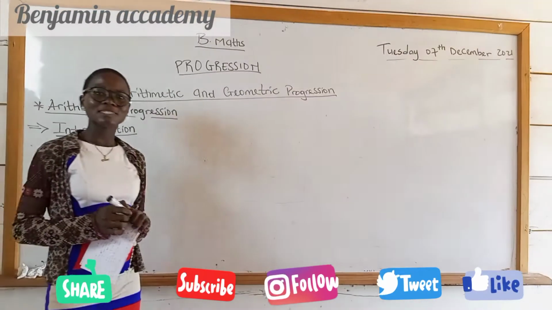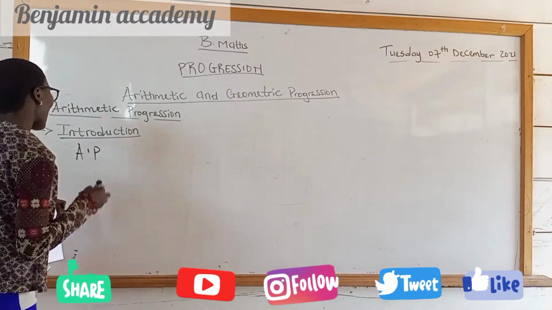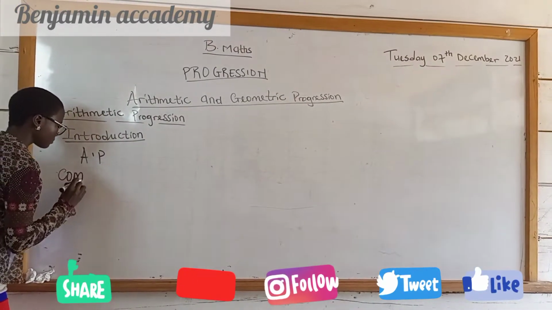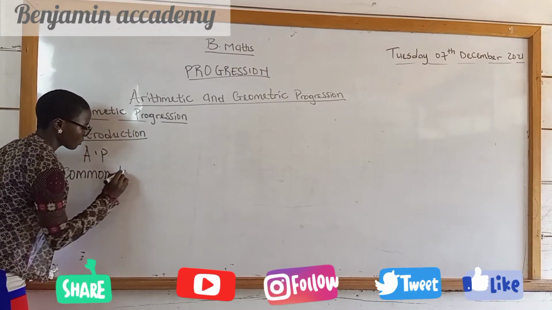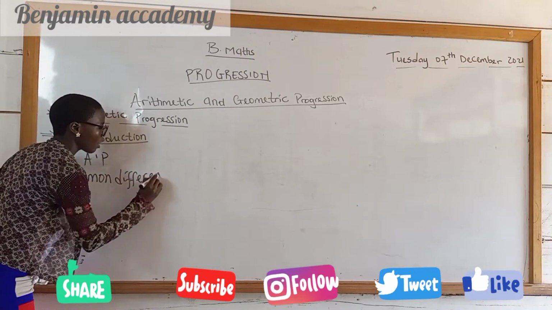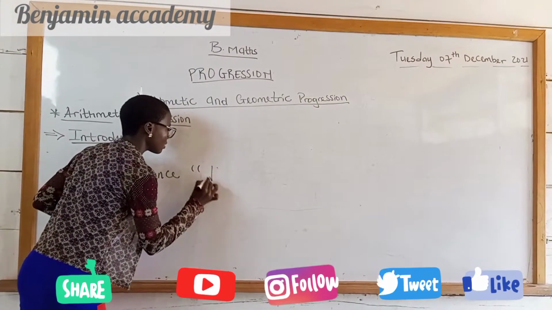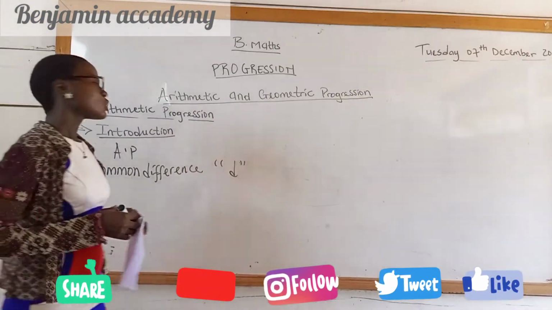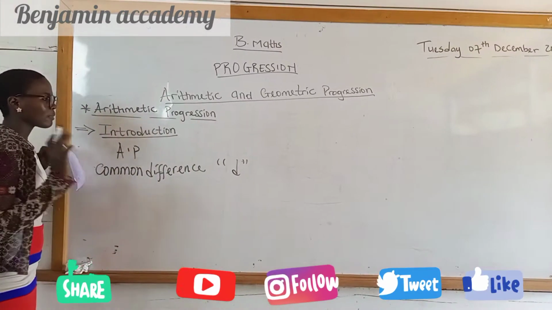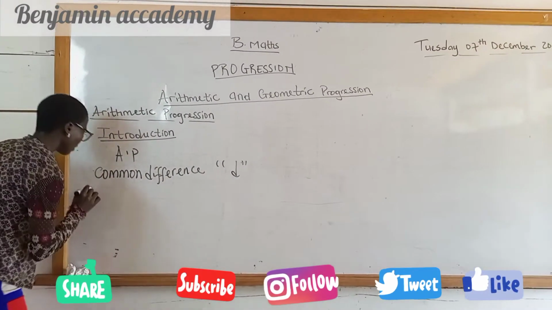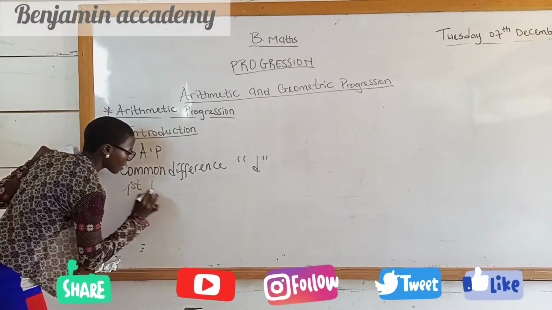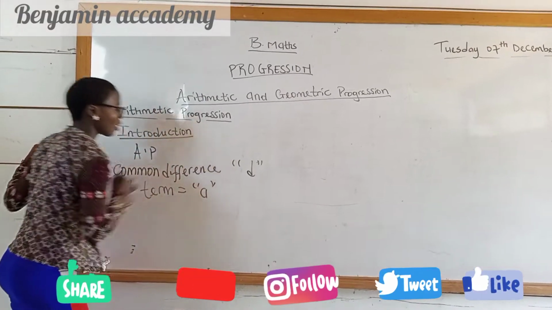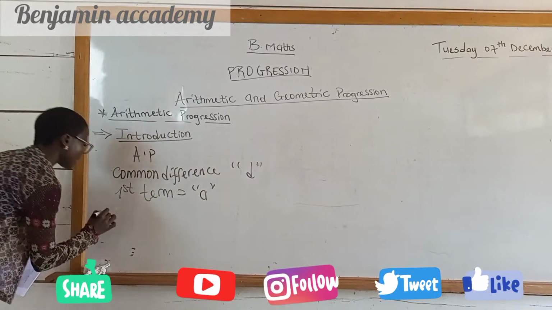A sequence here is obtained by adding a number known as a common difference, which is denoted D, to a previous one. So let me just say, for example, we have the first term. The first term in our arithmetic progression is denoted as small a.